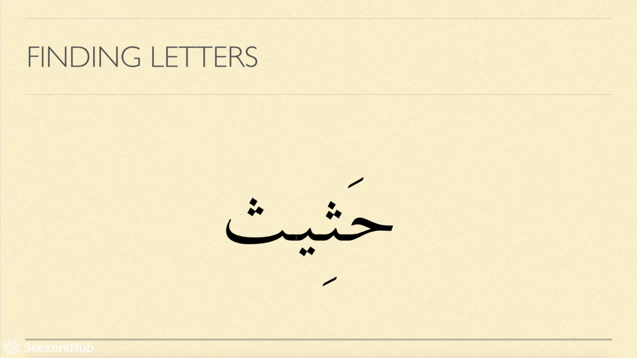And we can change the word drastically by changing the dots. Hathith, from the word hatha, yahuthu, to encourage somebody. Hathith, someone who's very keen. Completely different word now. So it's the same ha, but this is now a tha. Hathith. So here the kasra on the tha is being extended by the ya to get hathith.